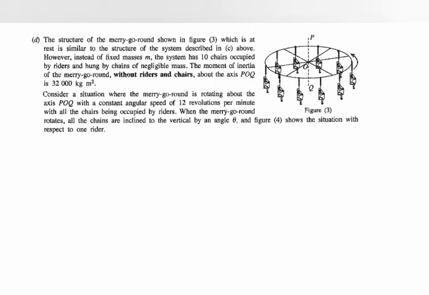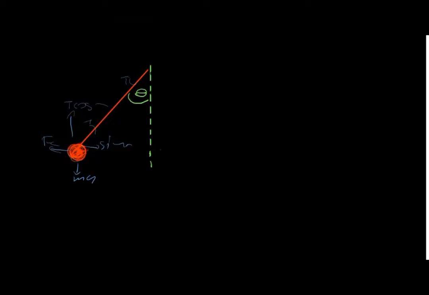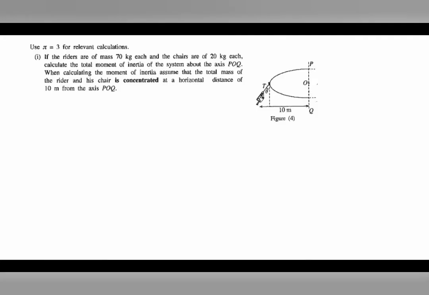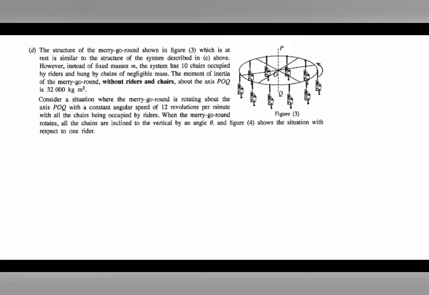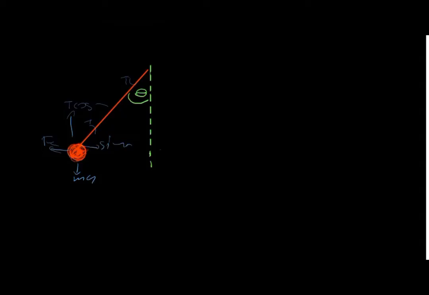Keep in mind and consider the situation where the merry-go-round revolves about the axis POQ at a constant angular velocity of 12 revolutions per minute, with all the chairs being occupied by riders. When the merry-go-round rotates, all the chairs are inclined to the vertical axis by the angle theta, and the figure shows the situation with respect to one rider. Let's go and see that. So this is figure 4, it shows the condition. Now come back to here. So the chair is going to get angled.